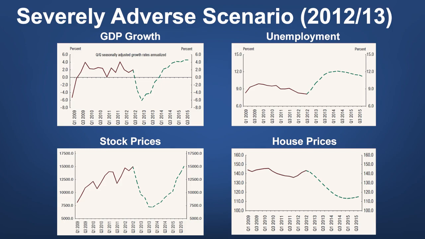Here is the severely adverse scenario for the first CCAR. These scenarios were provided to banks. There were actually 28 macroeconomic variables. Here we can see GDP growth, unemployment, the stock market, and house prices. The solid lines show the actual path, and the dashed lines show the scenarios provided by the Fed. All of them take a turn for the worse in this adverse scenario. Banks submit their plans, the Fed conducts its review, and the results are announced.